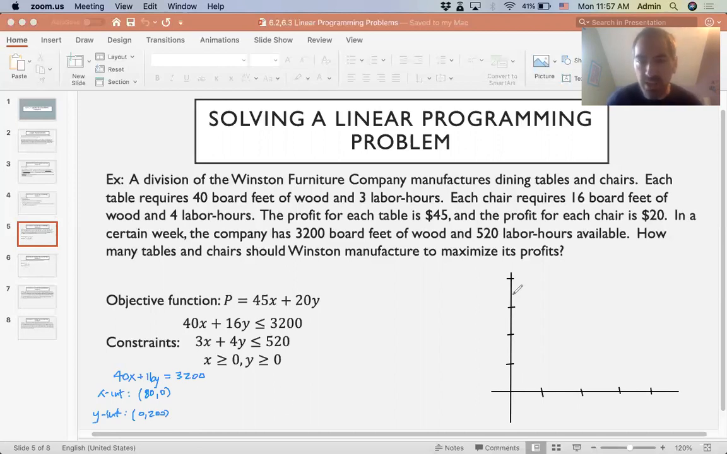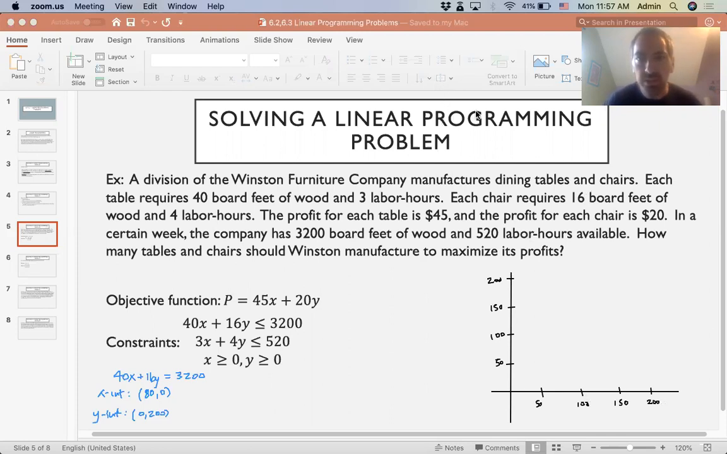And as far as the spacing for your graph, it's best to find the x and y-intercepts first so you can know how large to make your graph. I've got a (0, 200), so maybe I'll do this by 50s. And notice I'm only graphing the first quadrant because I know I have those restrictions, and I know I'm only working in the first quadrant, so no need of spending time with the other quadrants.